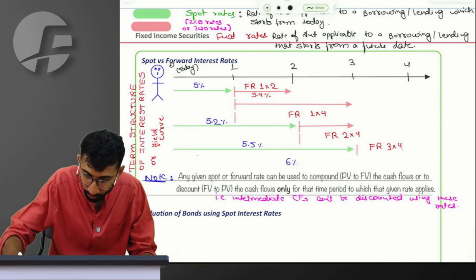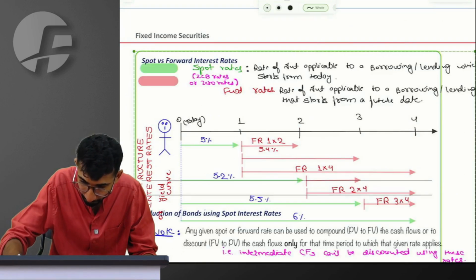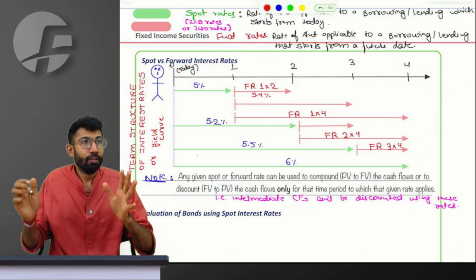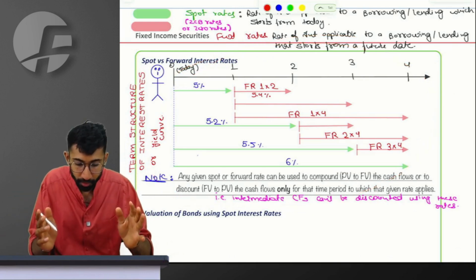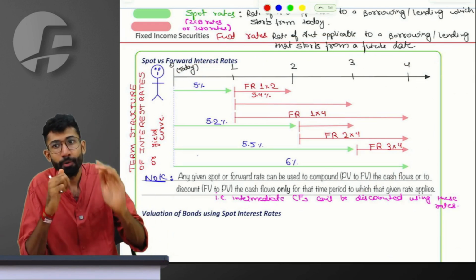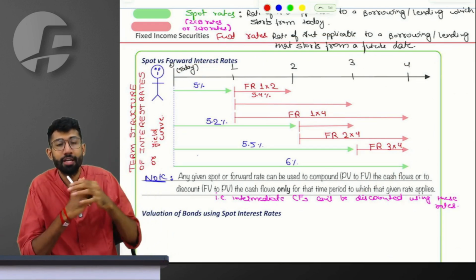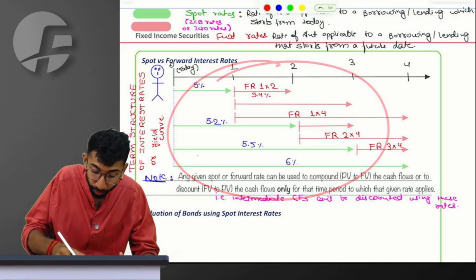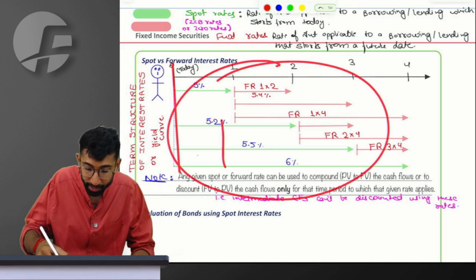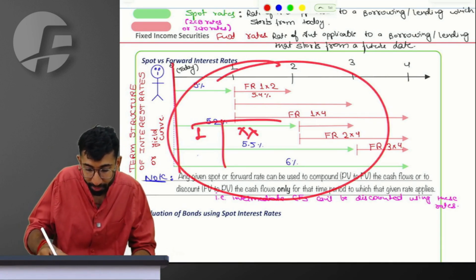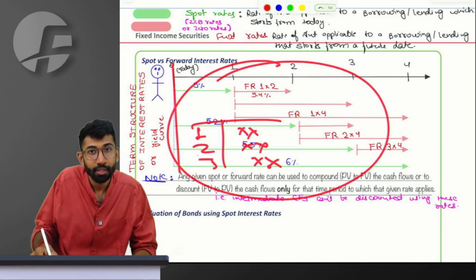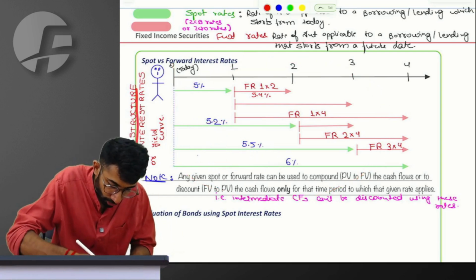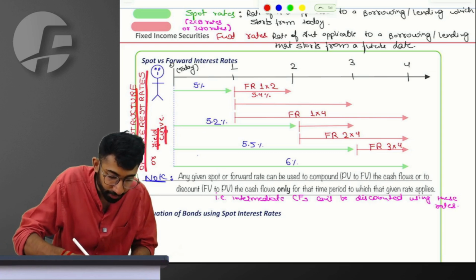This presentation, which has the rates of interest, whether spot or forward, applicable to different time periods, can either be in the form of a graph as it is here, or in the form of a table: rate applicable for 1 year is this, 2 years is this, 3 years is this. This presentation of interest rates is called the term structure of interest rates or yield curve.